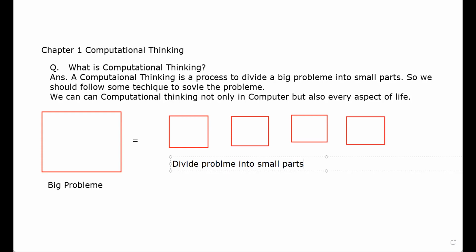This is called computational thinking. So my dear students, I hope you can understand that by the previous example we have to divide any problem into small pieces, a number of pieces, and after that we have to recollect them and rejoin them. This is how we have to find the solution of any problem.